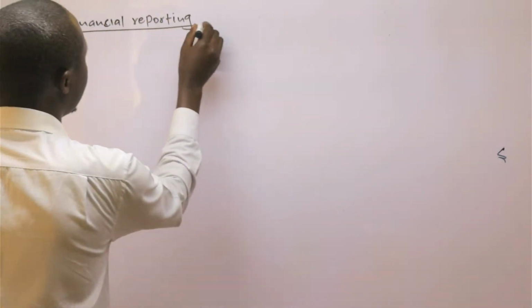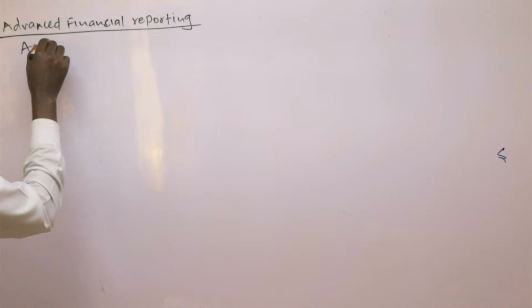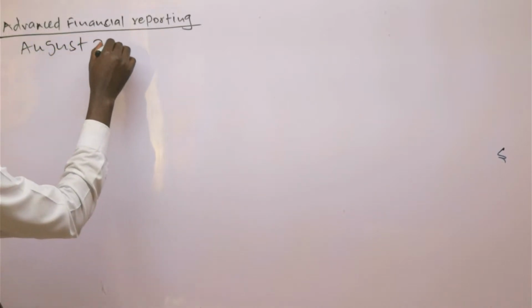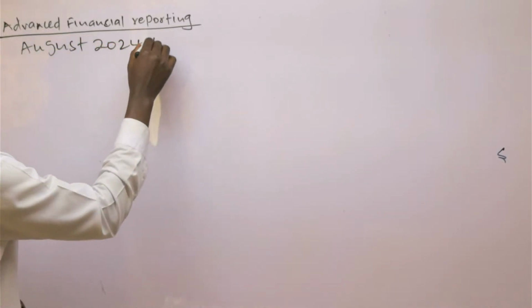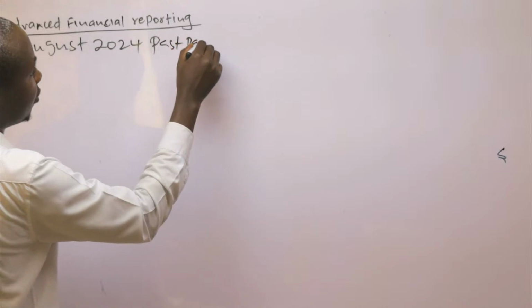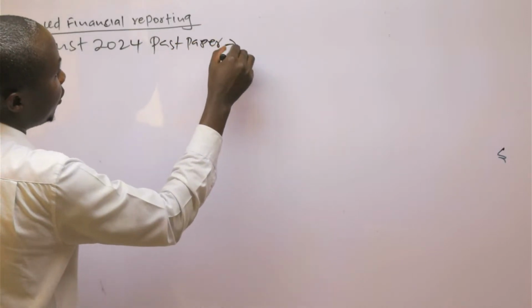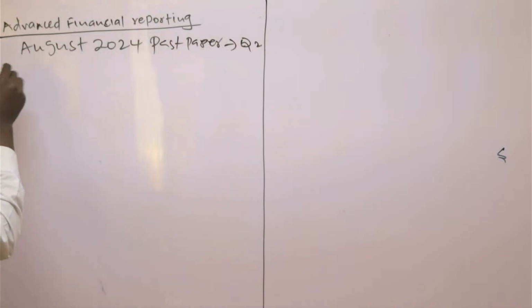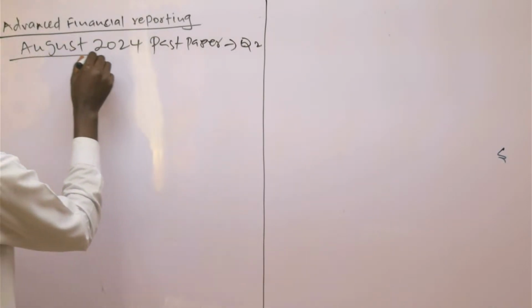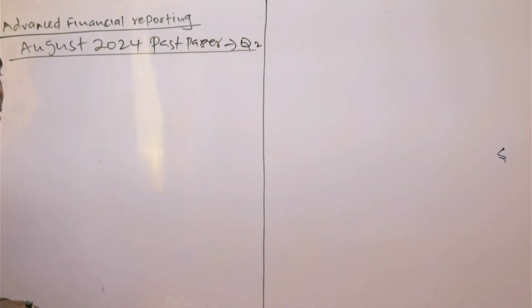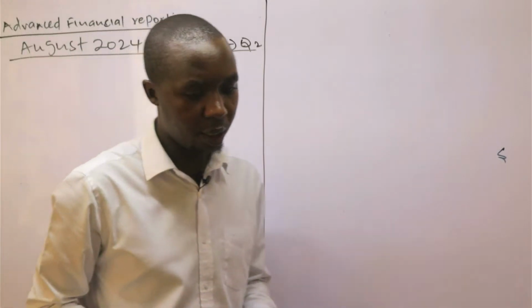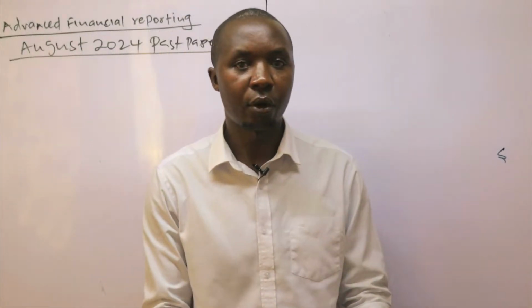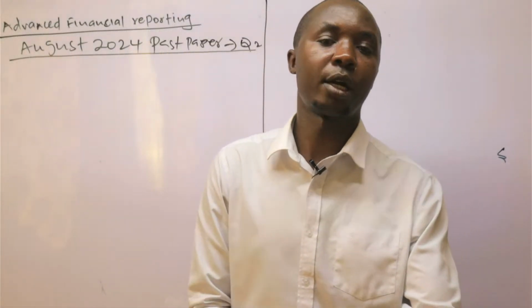So we have advanced financial reporting, and I will be looking at the August 2024 past paper, to be more specific, question 2. That question 2 is on the area of consolidation, that is group accounting.